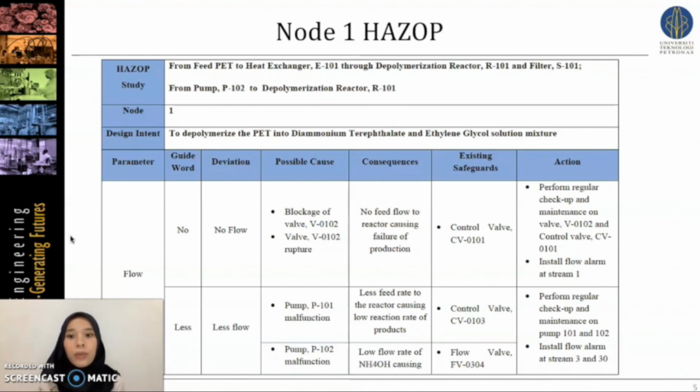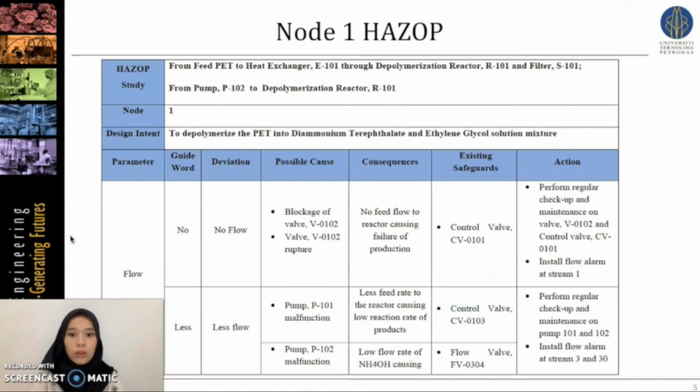Here there are 3 parameters, which are flow, pressure, and temperature. The guidewords used for flow are no, less, and more. For the deviation no flow, the possible causes are blockage of valve V0102 and rupture of valve V0102. The consequence can be no feed flow to the reactor, causing failure of production. The existing safeguard is control valve CV0101, and the recommended action is to perform regular checkup and maintenance on valve V0102 and control valve CV0101. Since there is no alarm there, we recommend installing a flow alarm at stream 1.